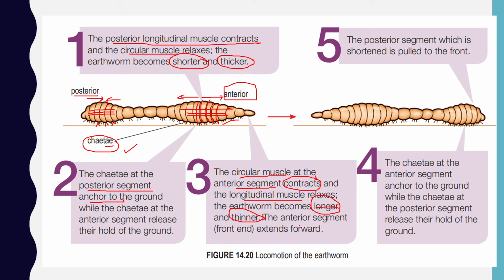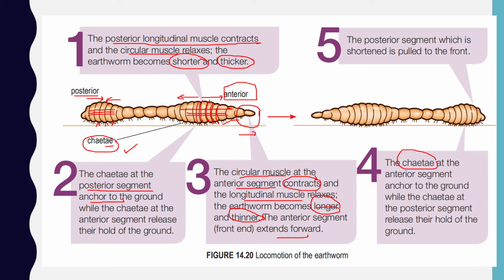So the anterior segment, front end, so that means referring to this part, extends forward. Dia akan memanjang ke depan. So there's like a wave of peristalsis, and this front end here is extending forward. Okay, step 4 is that you get to see the kite of the anterior segment. Okay, sekarang ni kita cerita balik berkaitan dengan kite of the anterior segment.